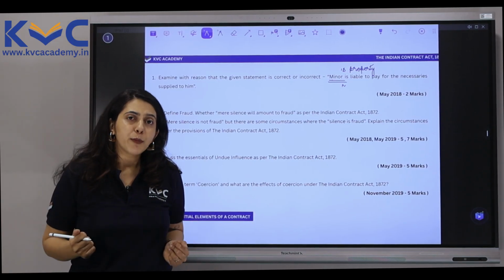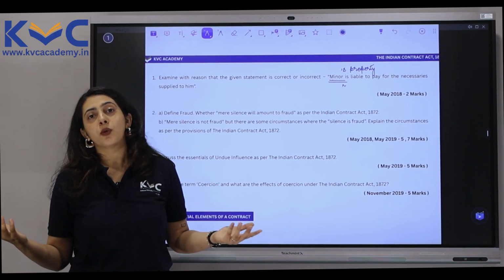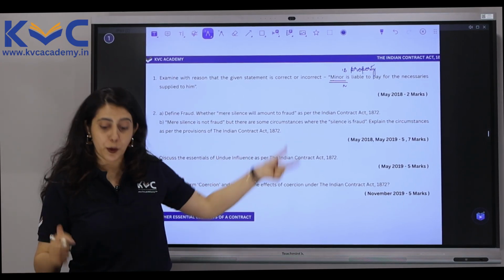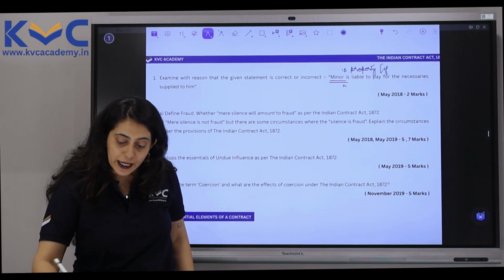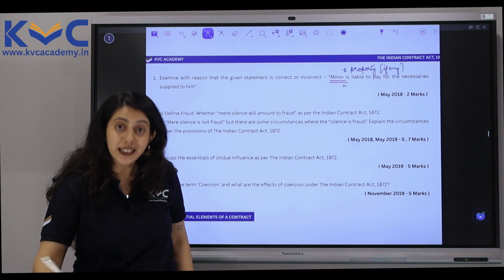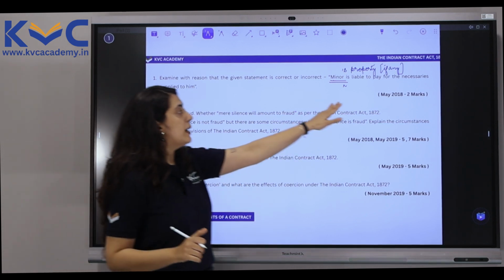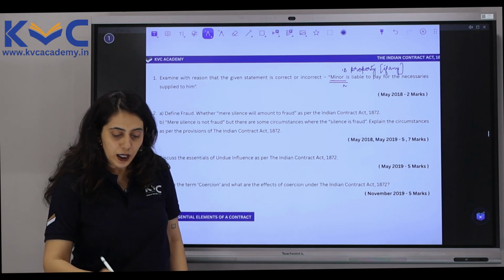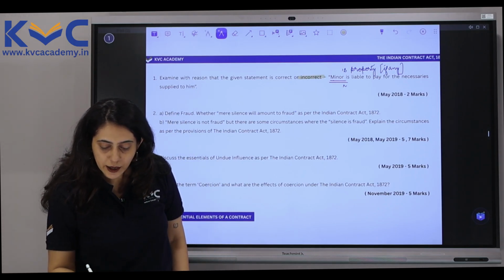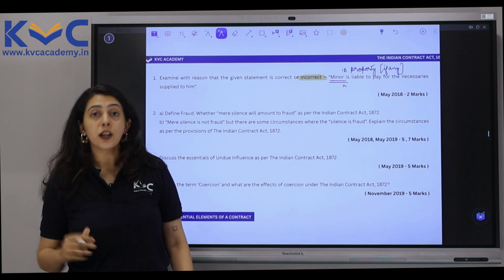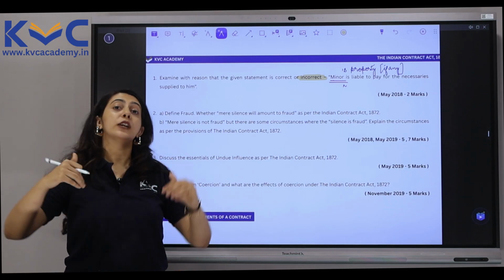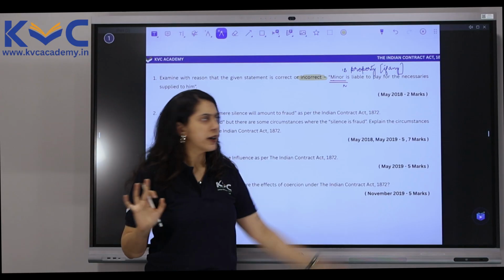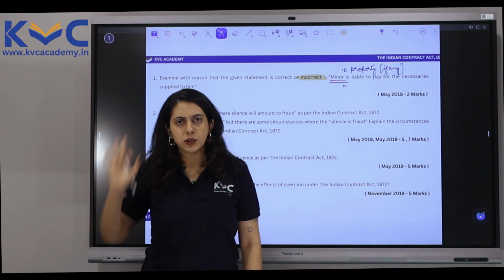What if he does not have property? Then it is not going to be a case where he is liable, because only if he has property. So the minor's property, the minor's estate, if any, is going to be liable for the necessary supply to him, not the minor. So the answer here is incorrect. The statement here is incorrect. You will write the correct statement and you will also give your reasoning as to why this statement is incorrect. This is for 2 marks in May 2018.